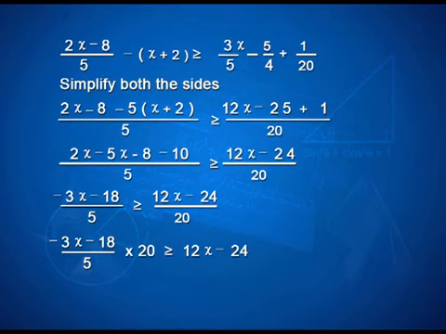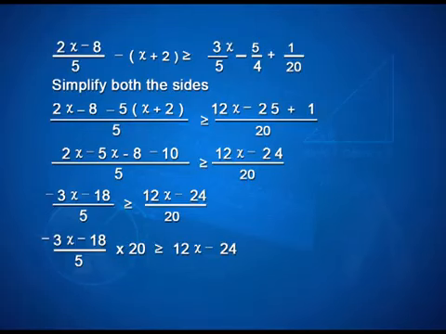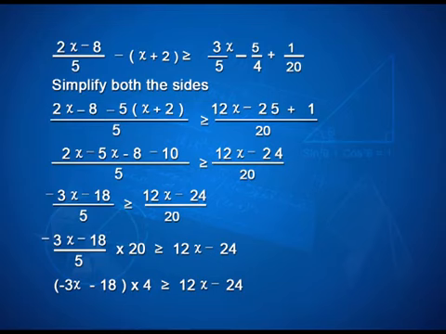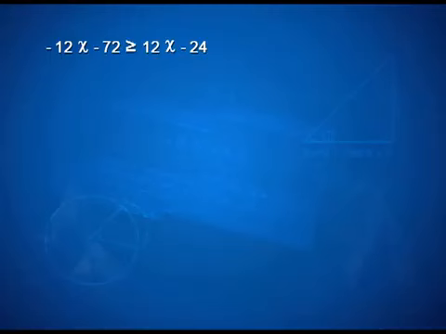Note here that 20 could have been transposed on the left hand side as a multiplication, because 20 is a positive number. Had this been a negative number, the transposition would have changed the inequality. Continuing with the question, minus 3x minus 18 multiplied by 4 is greater than or equal to 12x minus 24. Therefore, giving us minus 12x minus 72 is greater than or equal to 12x minus 24.